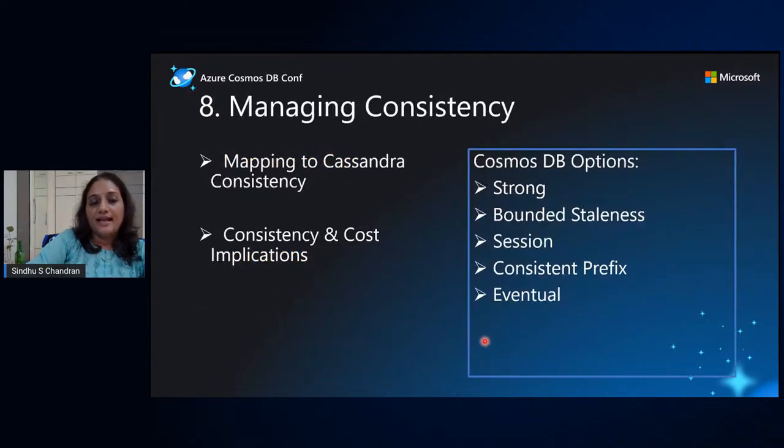And again, you need to be aware of how the consistency maps to a Cassandra consistency and the cost implications of the same. There are different options provided on Cosmos DB, and there is a mapping provided of how this relates to the Cassandra-level consistencies. So it is important to be aware of this in choosing your settings.